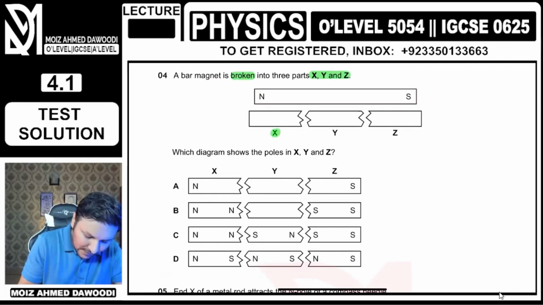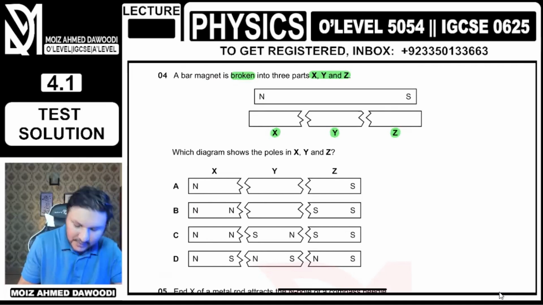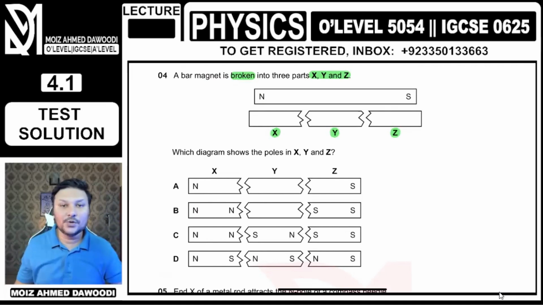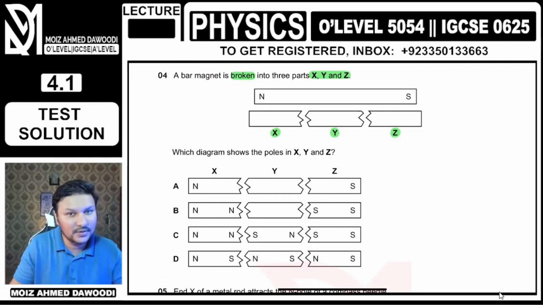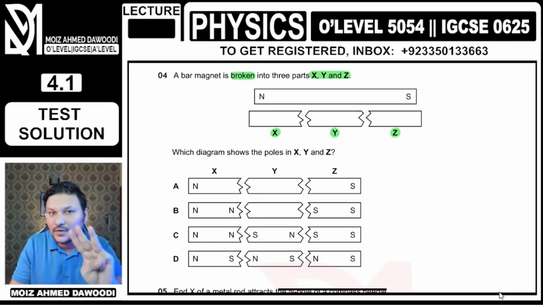So this is part X, this is part Y, this is part Z. One way to attempt MCQs is to check each and every option, if you are not sure which one is correct. The other way, if you know the right answer. The third way, you know the wrong answers. So there are three ways to solve MCQs.